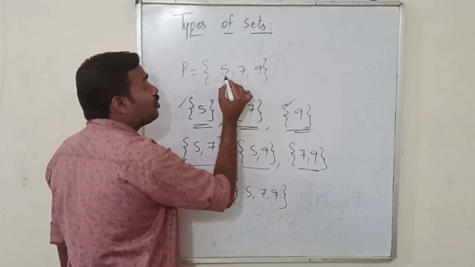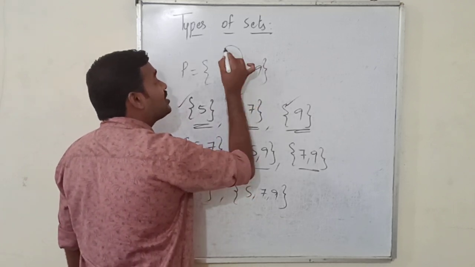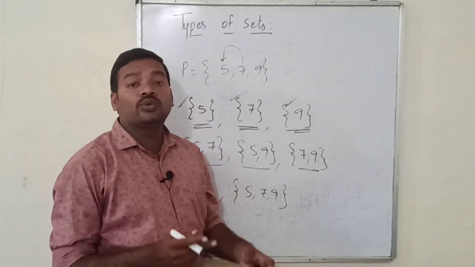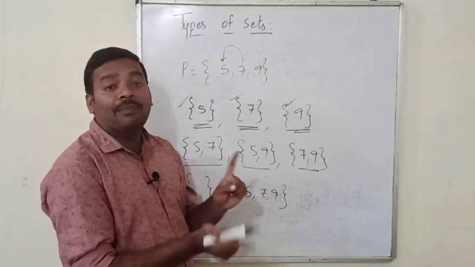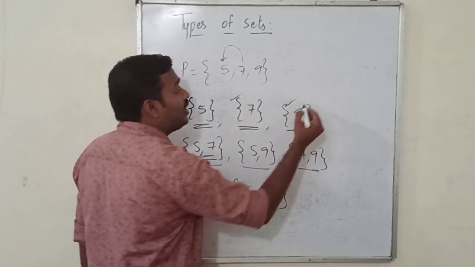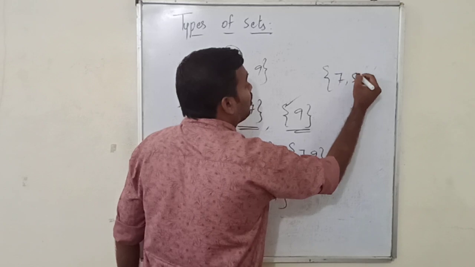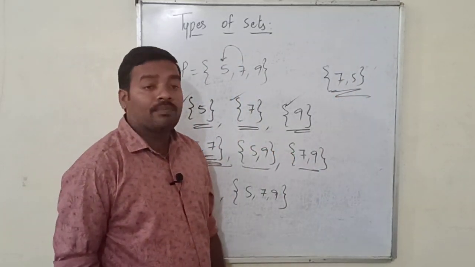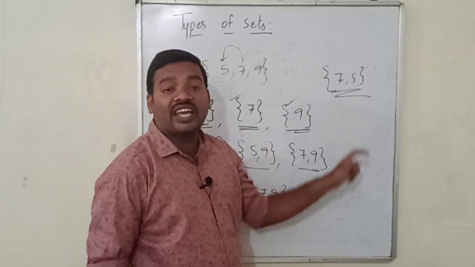As you have considered already 5 and 7, you can't consider 7 and 5. That is the basic rule of writing roster form. You can write the elements in any order. So already we have written 5 and 7, so we need not write 7 and 5 again. These both sets are one and the same. So I am not going for 7, 5 again.